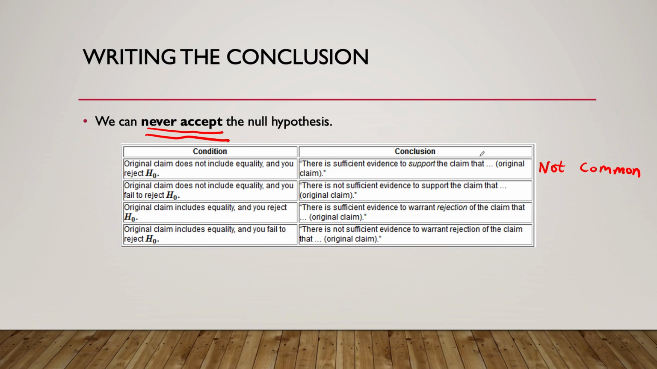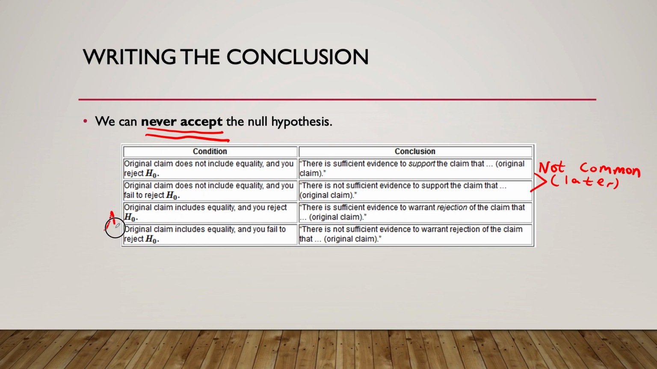test for the time being. And later on we will see where this is applicable. For the time being though, don't worry about this particular condition. If the original claim does not include equality, and you reject the null hypothesis, again, both of these are later, there is not sufficient evidence to support the claim that, the original claim.